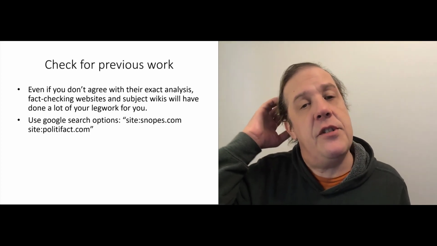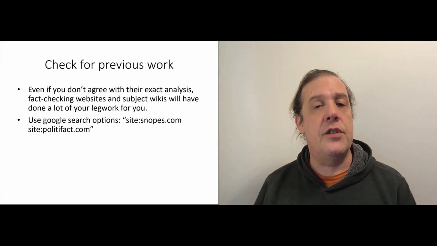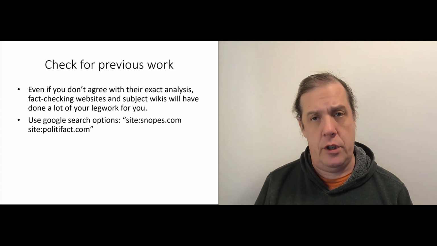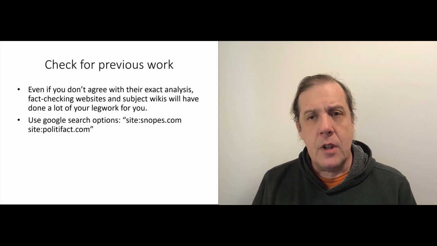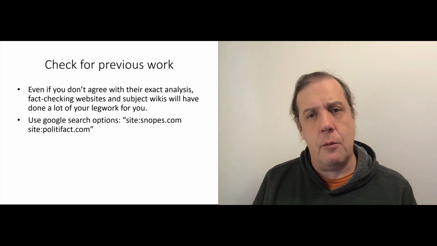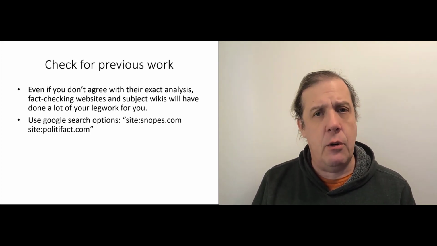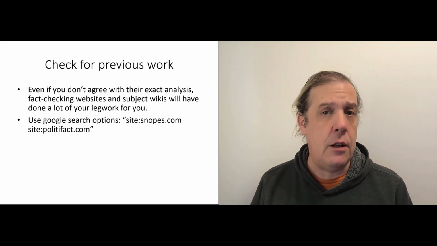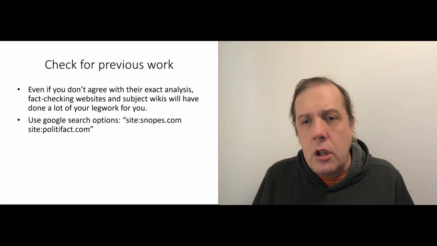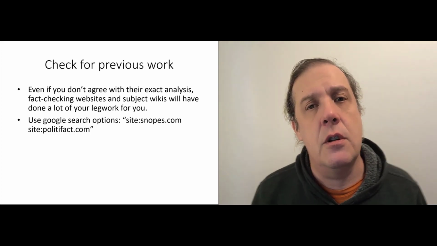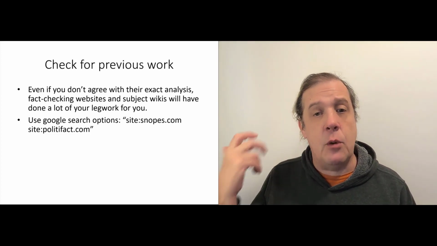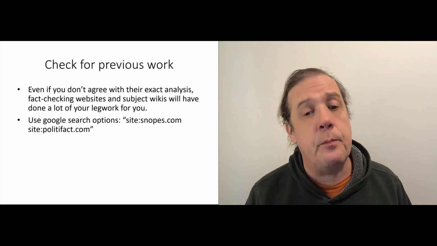The other thing that he emphasizes here is that the subject wikis will have done a lot of legwork for you. That is, they've already gathered together all of the basic factual information, the basic primary or secondary sources that you need. And if you're just disagreeing about interpretation, you can go to those primary or secondary sources, right? And as we'll see in a second, fact-checking websites and wikis count as tertiary sources.